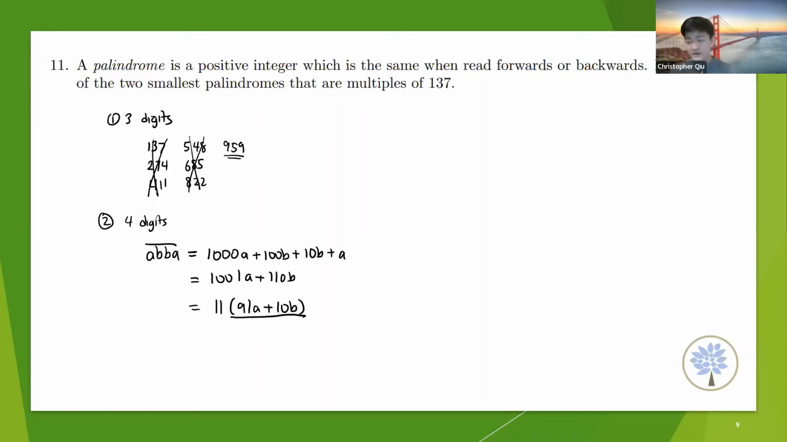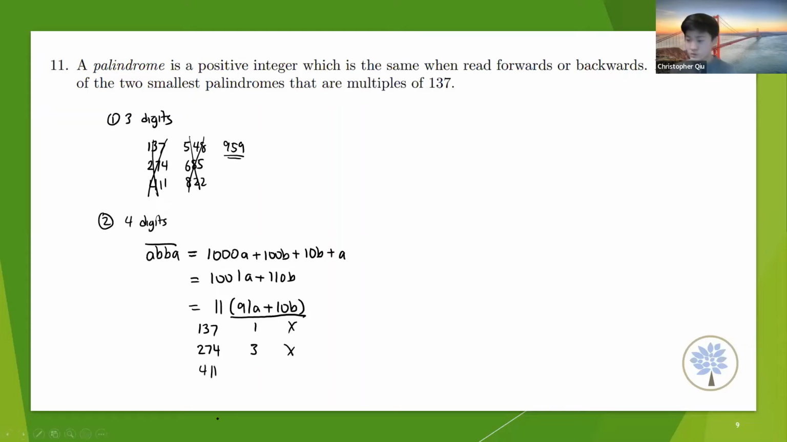So what that means is that 91A plus 10B is going to be divisible by 137. So let's try some multiples. If this thing is equal to 137, then in order to have B at most 9, since B is a digit, we must have A equals 1. But then if A equals 1, this forces 10B to be equal to 137 minus 91, which is 46. So this is impossible. Next, what if 91A plus 10B is equal to 274? In this case, A has to be equal to 3, and then 10B equals 1, which is impossible again.